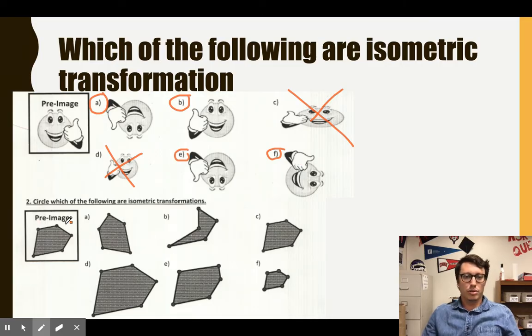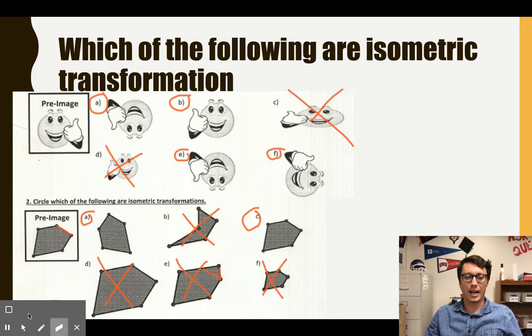Down here, number 2, pause. Good, let's go. Pre-image. A works, does not change shape or size. D does not work, it clearly got bigger. B is just not even close. This little angle got squished in here. E is a tricky one. You can see that this line right here is a little bit diagonal, but this line is a little bit more straight up. Notice that if it stayed the same, it would have been more like this. So E is a no. C does work. It looks exactly the same. Doesn't look like it's changed at all. And F we see is much smaller, so that does not work. So remember, isometric does not change shape or size.